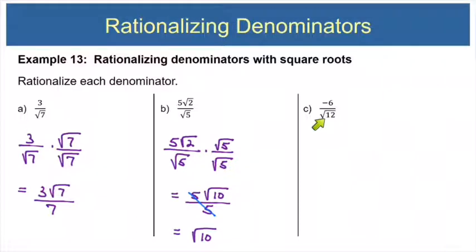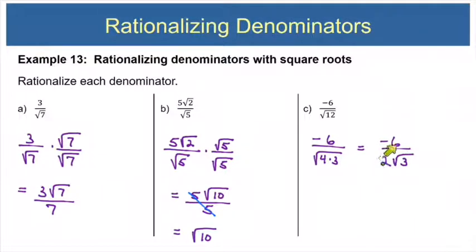We need to reduce this radical, and we also need to rationalize so that the radical does not appear in the denominator. It does not matter which step you do first. You may do either step first. I'm going to simplify the radical first. So I'm going to think of 12 as 4 times 3. So I'm going to restate this as negative 6 over the square root of 4 times 3. Now you know the square root of 4 is 2, so the 2 is going to come outside the radical.